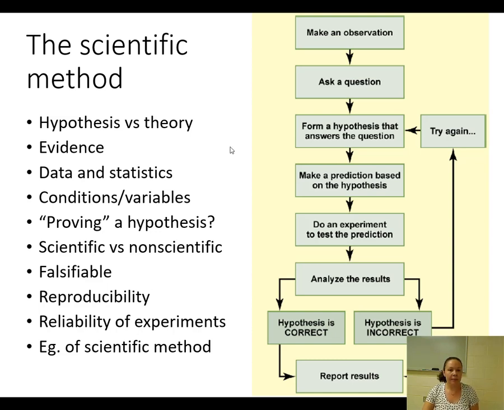So there are different types of scientists, those who study ecology, those who study evolution, those who study DNA and genetics, and they all follow this scientific method. The first step in the scientific method, if you look at the first block, is to make an observation.